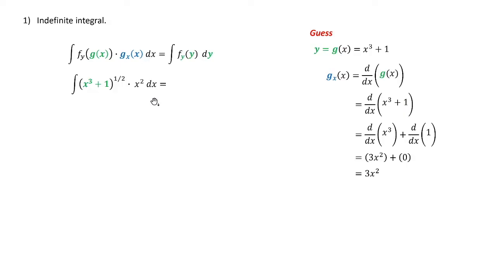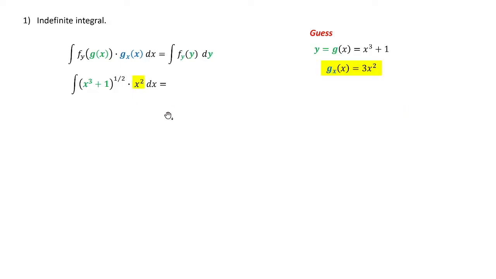So if you look over here, I don't have the 3, right? I only have x squared, but I have to have 3x squared. It has to fit in this form. Now I chose g. That forces my choice of gx. So I have to have a 3x squared here.